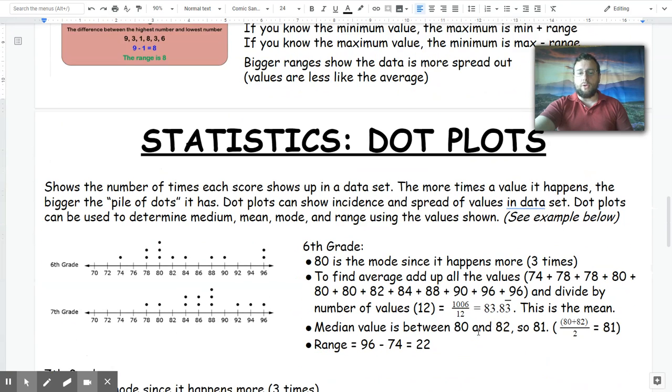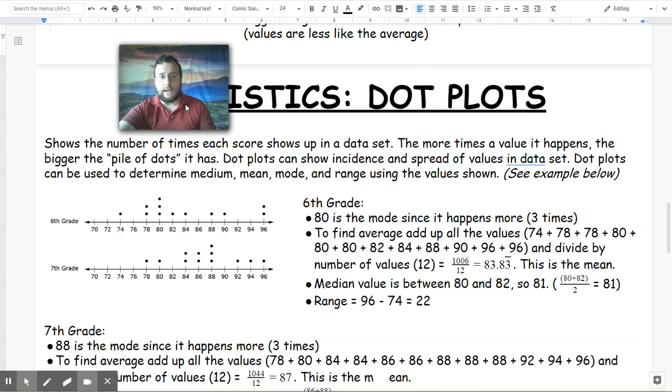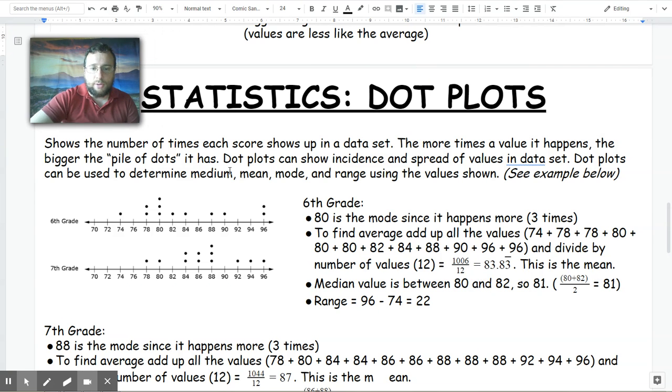One way to visualize the occurrence of data points is to show the number of times that each score happens using a dot plot. What a dot plot does, again, is show the scores in each data set. The more times a value happens, the bigger the pile of dots placed over that value on the number line. So the dot plot shows how often a value happens, and it also shows you visually how spread out the data is and what parts of the data set have more values in it.